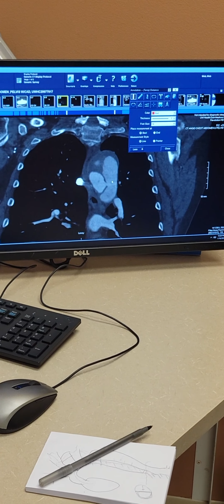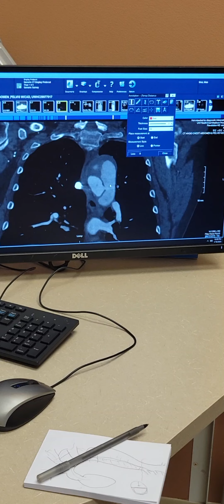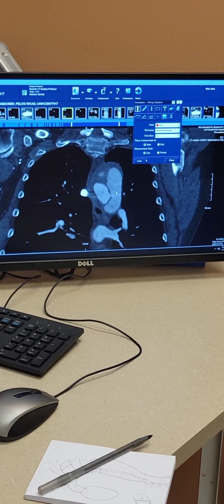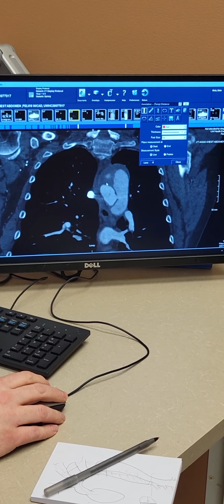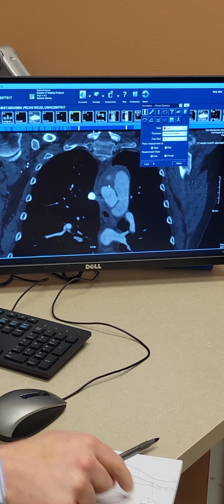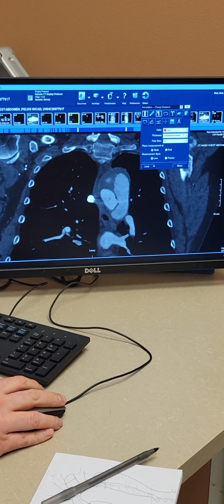So, I don't have the software on this computer to do it, but in my office, I looked at your stuff yesterday, and we actually can reformat this so that we're looking straight down the barrel of the aorta, the entire way. This is enough for me.